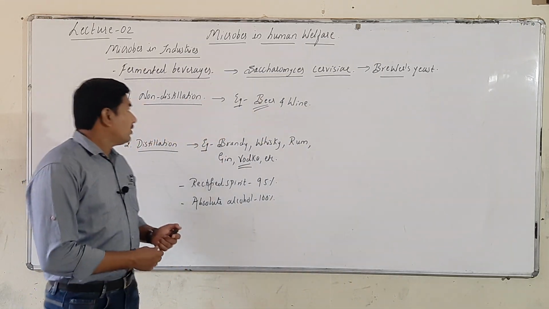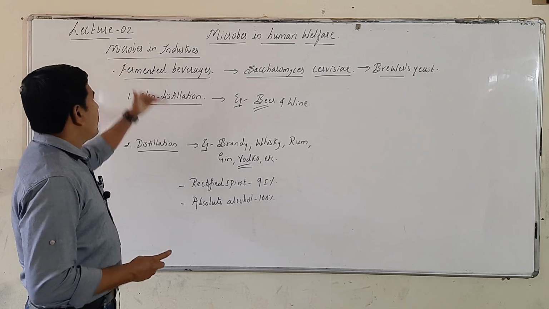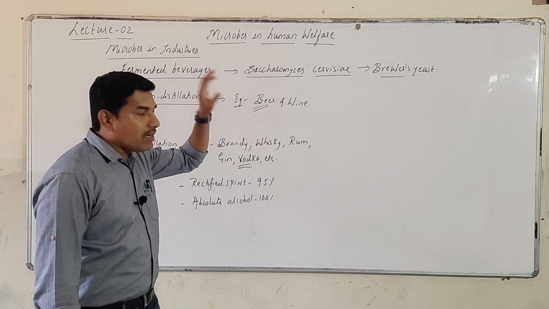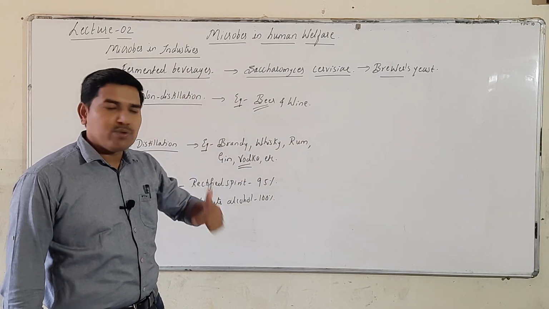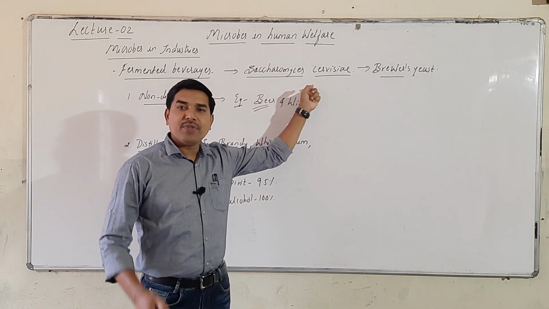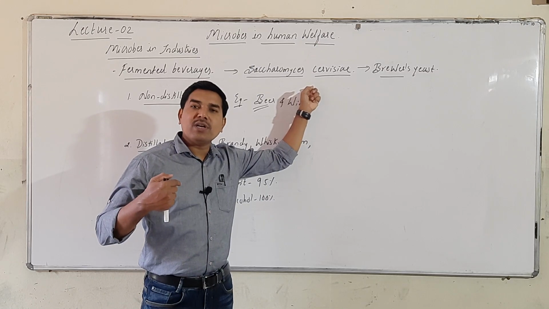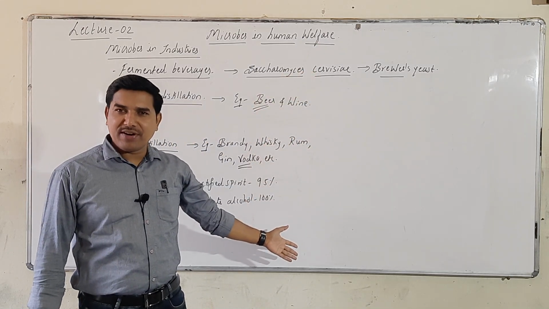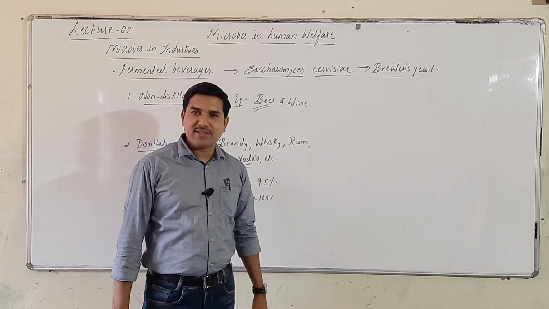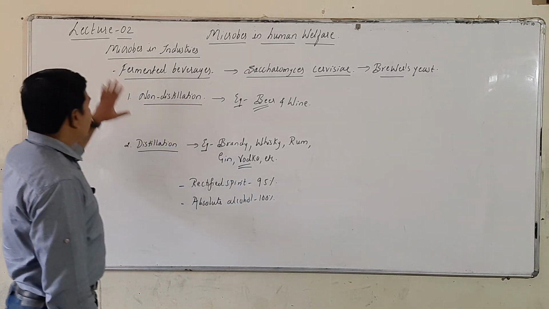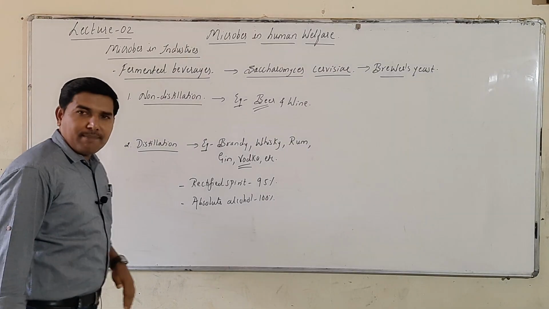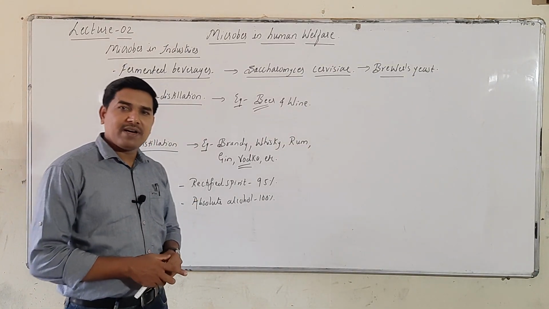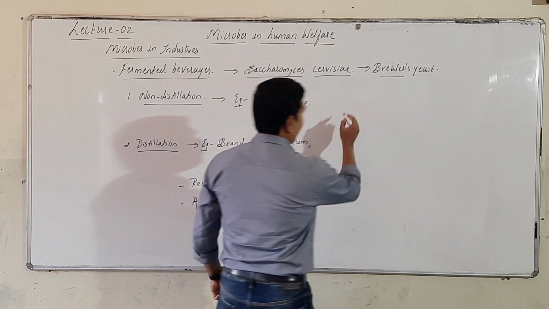Okay, so this is regarding the first part, microbes in industries. That means in the industries we are using these microorganisms for our benefit, so that we can produce various types of products in different concentrations, in different grades. So this is the first part, fermented beverages. With this, let's go to the second part. The second part is antibiotics.